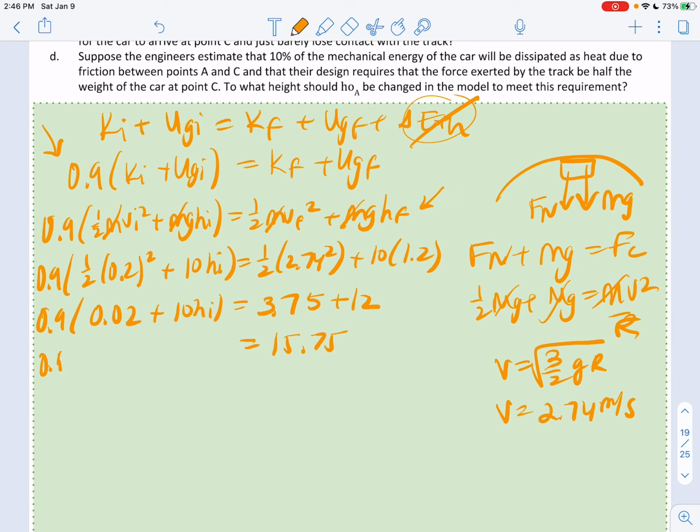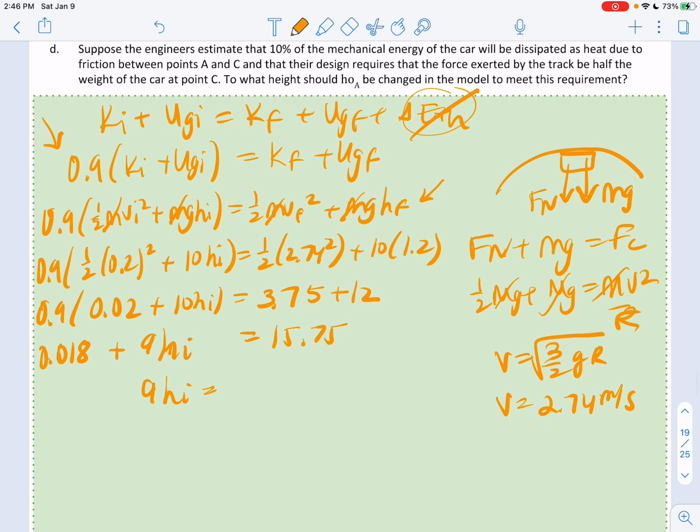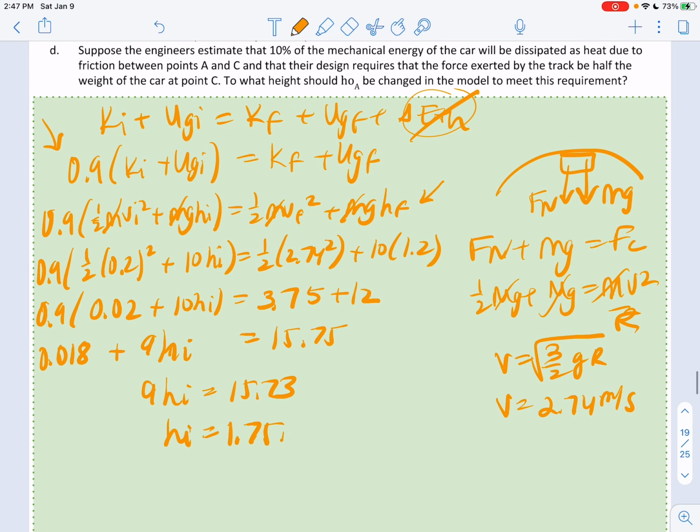So I get, again, a big waste of 0.018 plus 9hi. Honestly, do we even care about this 0.018? It's not even going to matter. 15.75 minus 0.018, oh, 15.73. Big difference. Divided by 9 is 1.75 meters.